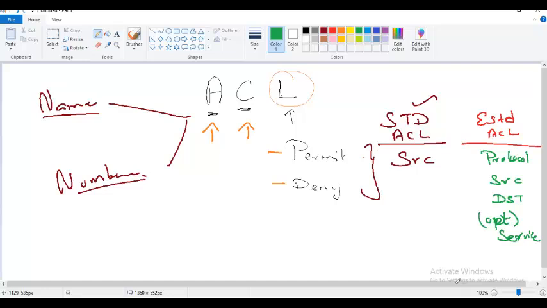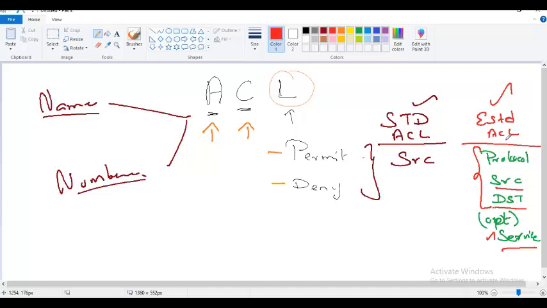If you want to match these three, optionally you can also include this. So if you want to match traffic with all these four things or three things before deciding whether to permit or deny, you want to match which protocol packet it is, from where it is coming, to where it is going, what exact service. If you want to see all these after which you want to decide, then you need to write an extended access list.